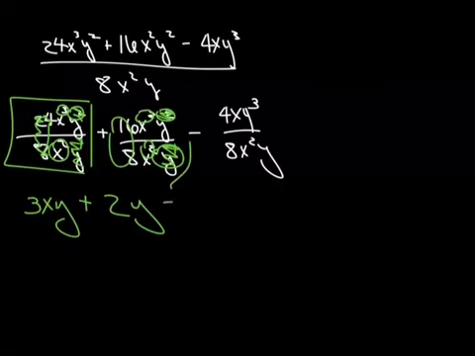Minus, that's what this is, 4 over 8. Okay, so what is 4 over 8? It's 1/2, and then what I like to do is draw that line a little bit longer.